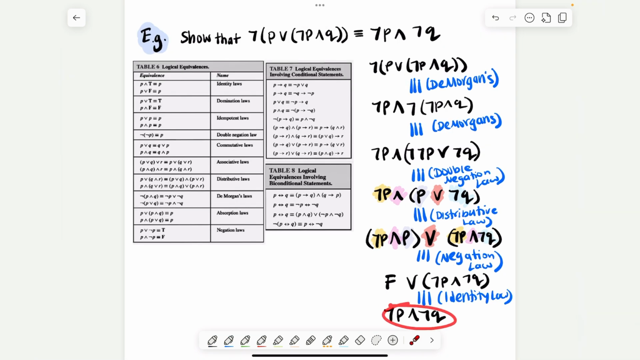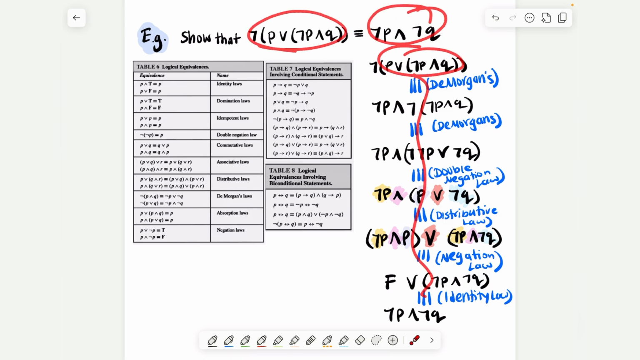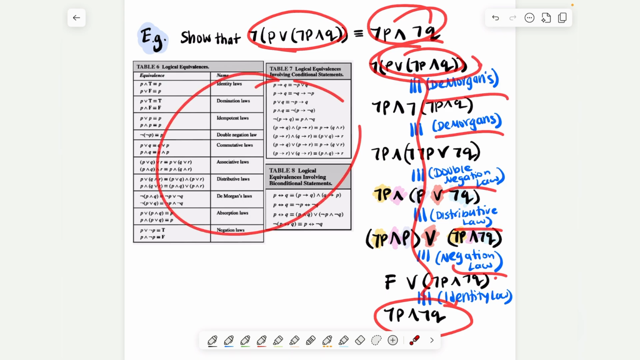And then notice, we finally have this looking like the other side. So we managed to go from this side all the way to this side by using known equivalences. We proved that these are equivalent.